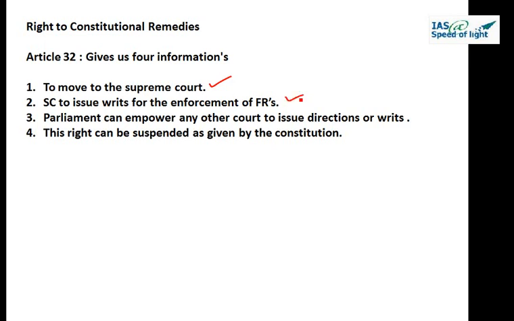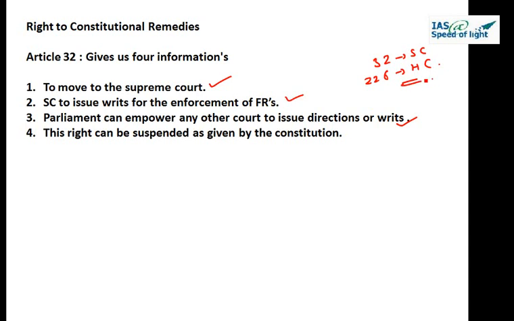Part 3, if we see, says that without prejudice to the powers conferred on the Supreme Court by clauses 1 and 2, Parliament may by law empower any other court to exercise, within its local limits of jurisdiction, all or any of the powers exercisable by the Supreme Court under clause 2. It's giving power to Parliament, empowering Parliament to enable any court to issue directions or writs. But presently, under Article 32, the Supreme Court can issue writs, and under Article 226, High Courts can issue writs.